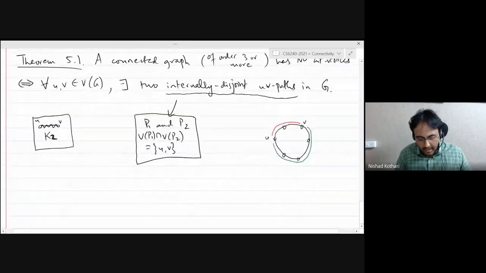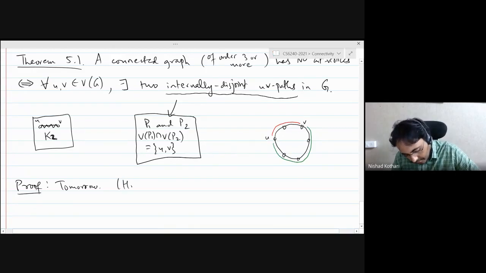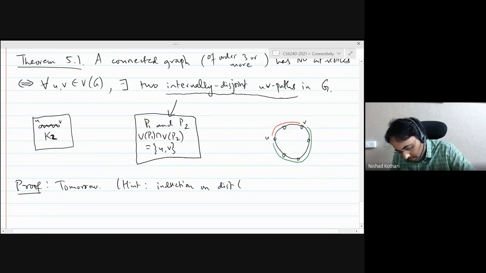Okay, and tomorrow we will begin by proving this statement. You can try proving it yourself. I'll give you a hint. You can do induction on the distance between the two vertices. Well, let me use DIST. Okay, induction on the distance between the two vertices.